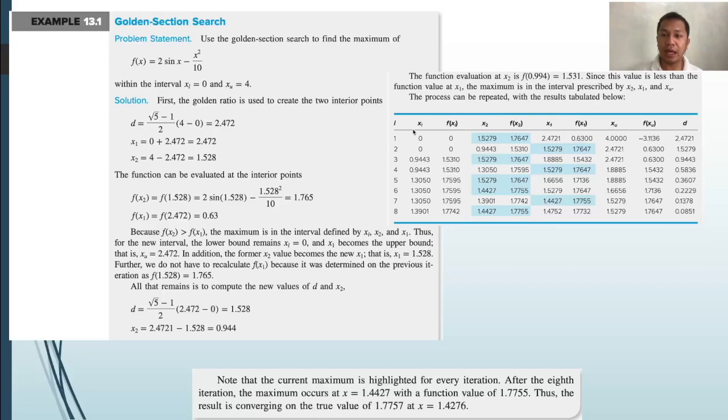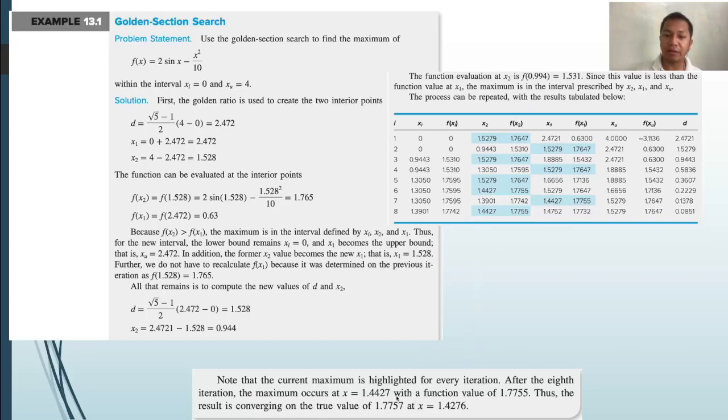So the function at x2, f of 0.994, is equal to 1.531. Since this value is less than the function at x1, the maximum is in the interval prescribed by x2, x1, and xu. So the process can be repeated. So this is the result of the iterations. It is good to note that the current maximum is highlighted for every iteration. So these are the maximums.